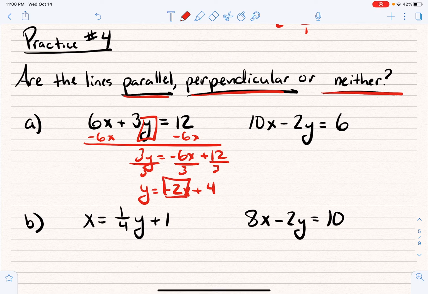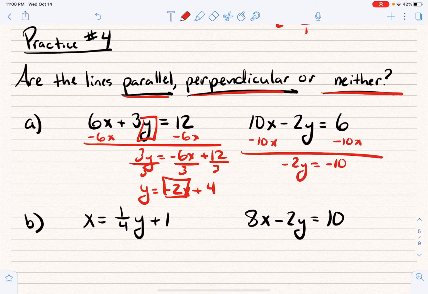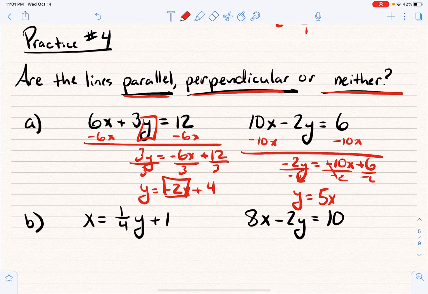I look at this next one. I go, okay, I got to subtract 10x from both sides. I get negative 2y is equal to negative 10x plus 6. So now I divide everything by negative 2. And when I do that, I get y is equal to, negatives cancel out, 5x minus 3. Slope of this one is 5.